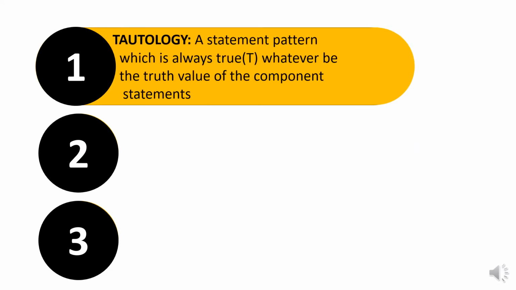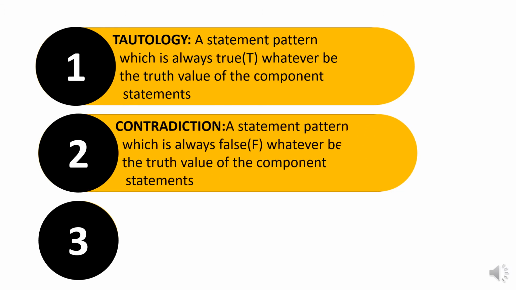First of all, tautology. A statement pattern which is always true, whatever be the truth value of the component statements, is known as a tautology. This means when we draw the truth table of the statement pattern, the final column will always have all values T.